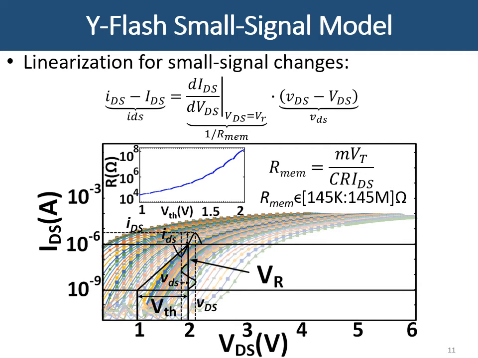The nonlinear IV relationship is linearized for small signal changes to adhere to Ohm's law, where the device dynamic or incremental conductance is defined as the derivative of the current by the voltage around the operating point, which is the read voltage and equals 2 volt. Small signal analysis is illustrated around the 2 volt operating point. In this region, the IV is linear, and the corresponding resistance range is shown in the inset.